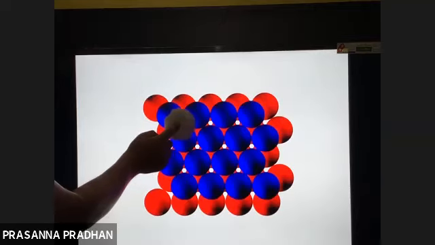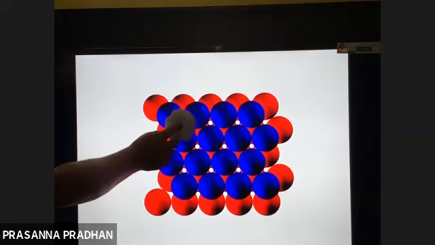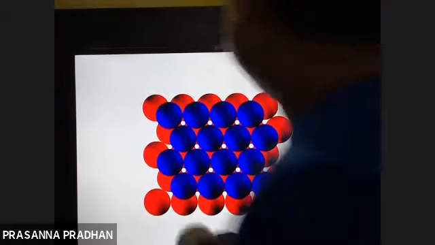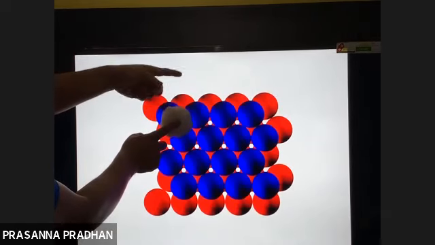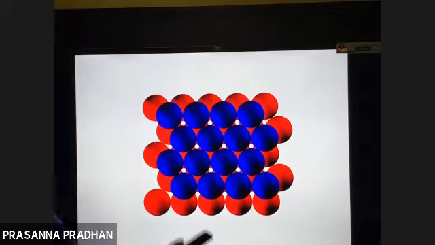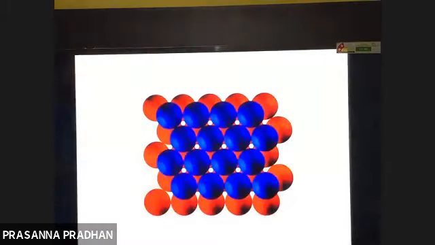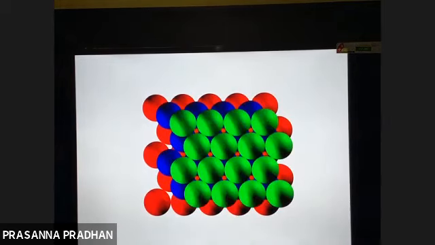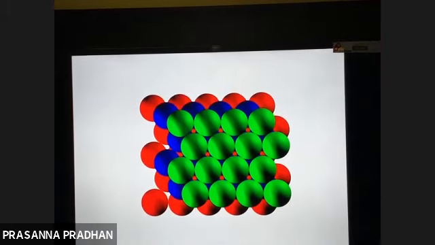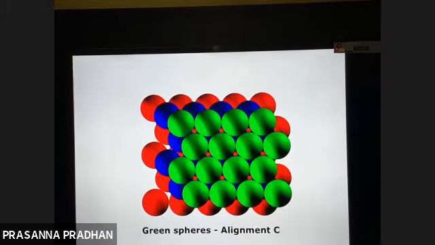Now, is the third layer identical to any of the layers? Yes or no? No. The first layer's center is different, and here there is nothing. So the third layer is also different. See, its arrangement is different. I'm keeping the third layer by placing the spheres above the octahedral voids made by the first two layers. The alignment of the third layer is different from the first two layers, and so the spheres have a different color, green. Let this alignment be called C.